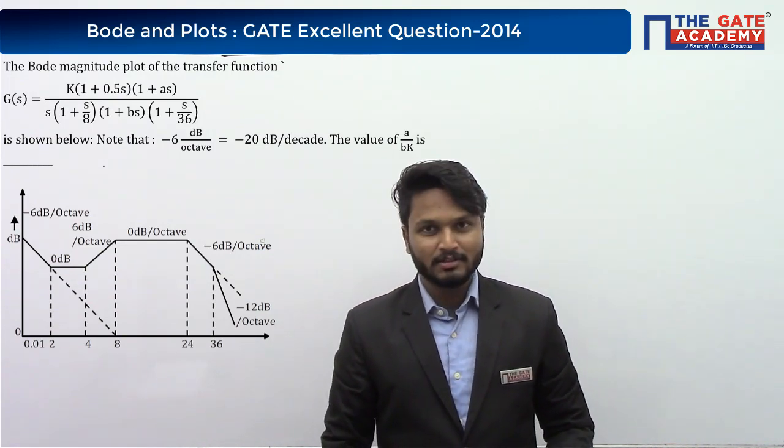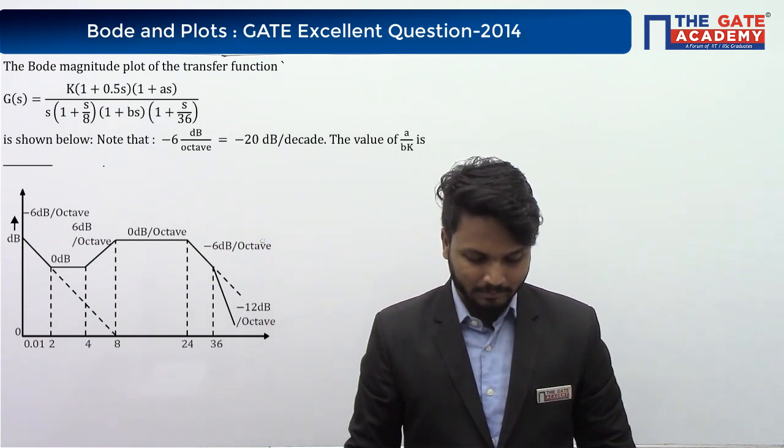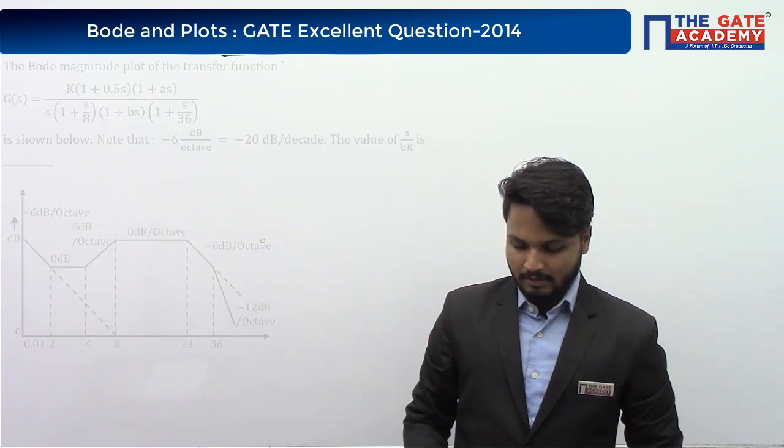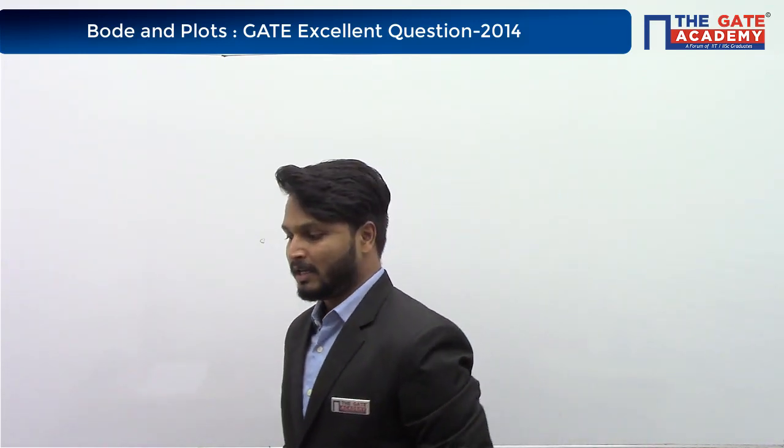They have given this, but there is no need to. We already know that the value of a by bk is. So you need to find out the value of a upon bk. So let's look into the solution.